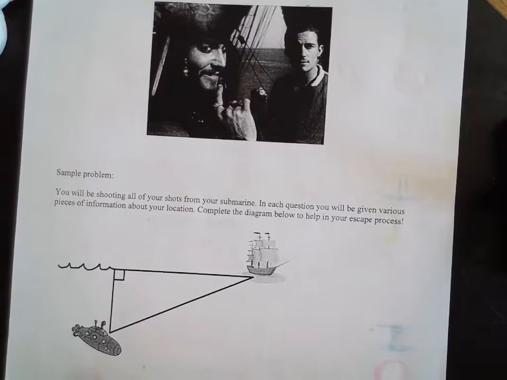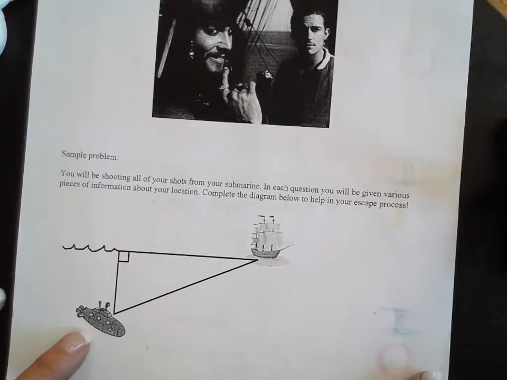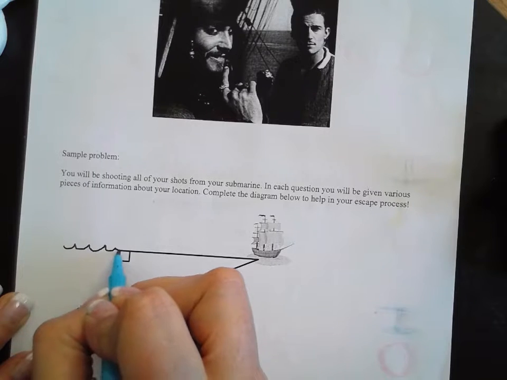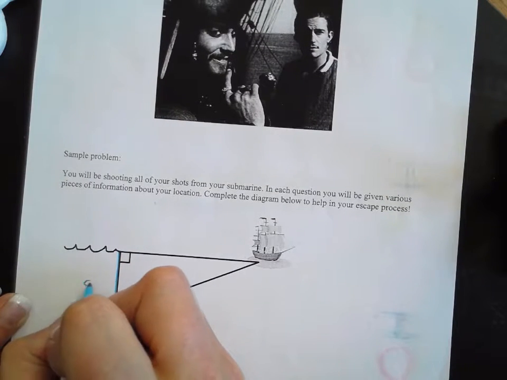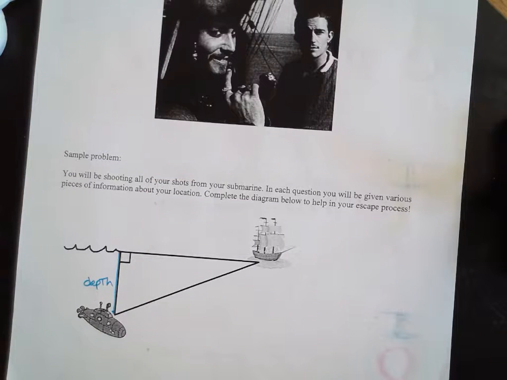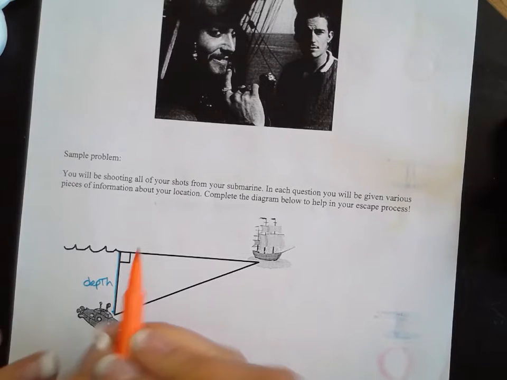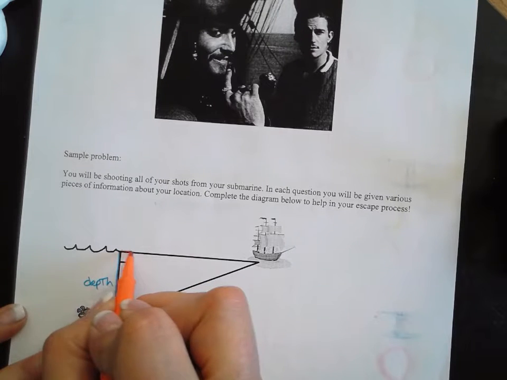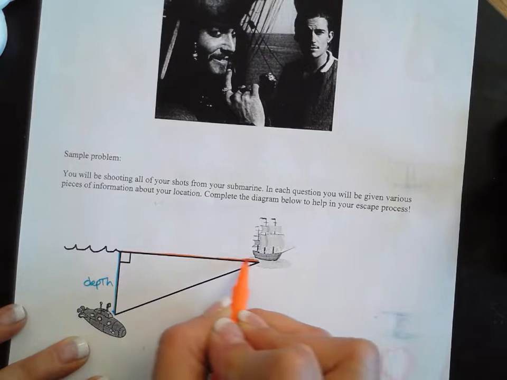Okay, so let's talk about our pirate here. Okay, now we're in the submarine, and we're trying to go underneath the ships to avoid them. All right, and so let's talk about different words that would be in the word problem. The distance down is going to be my depth, right? Okay. How could I describe, in terms of my submarine, this distance to the ship?